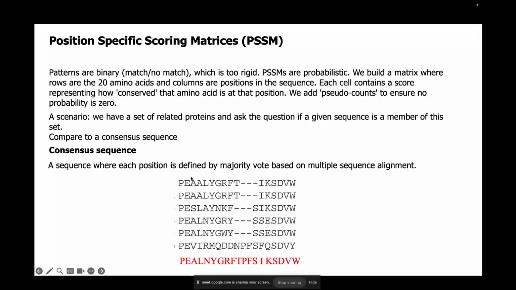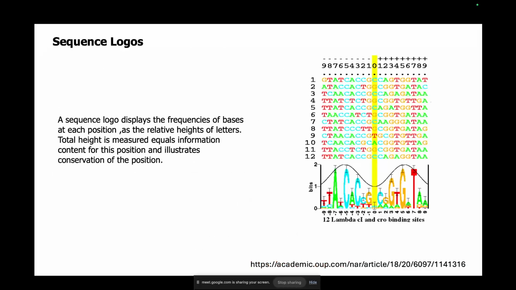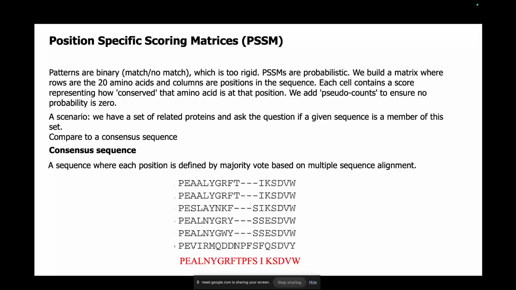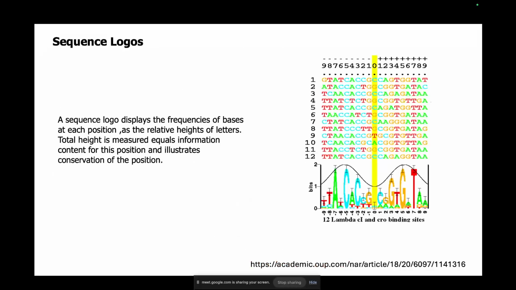So in the first position, all of them are P. Second is all of E. That is fine. In this case, you see in this particular position, three are I's, two S, and one F. So at this position, it is I. So you take the majority according to multiple sequence alignment, and then you do what are known as sequence logos, which are a continuation of the consensus sequence.